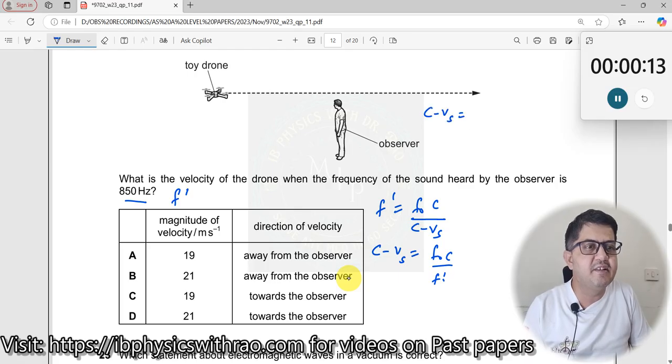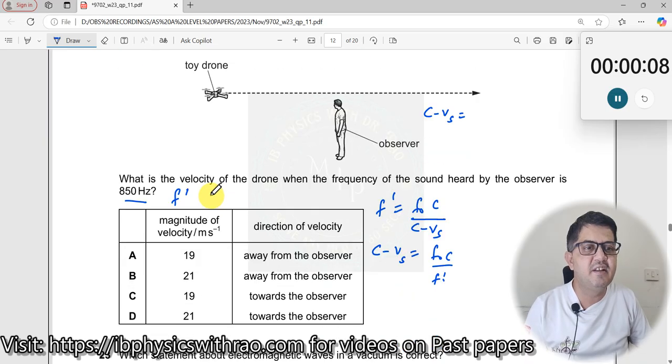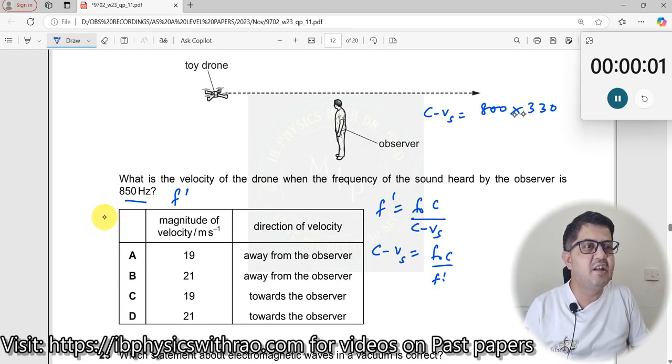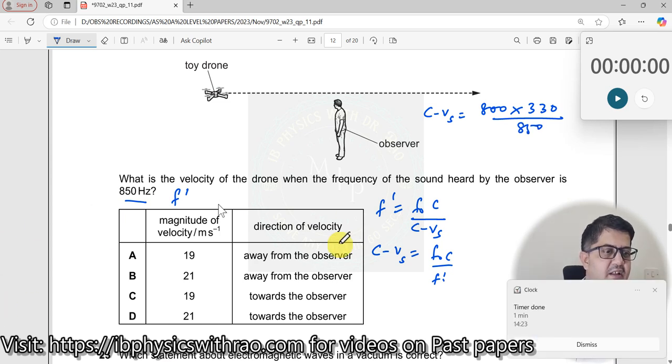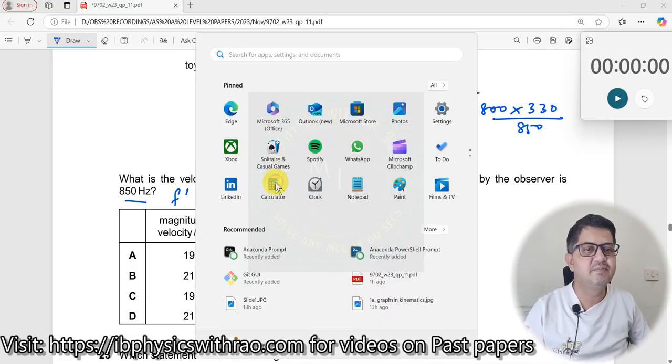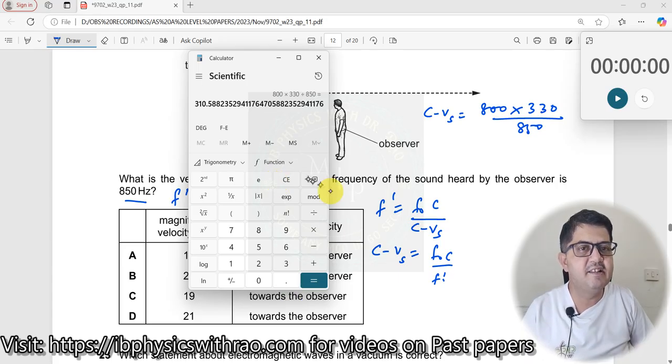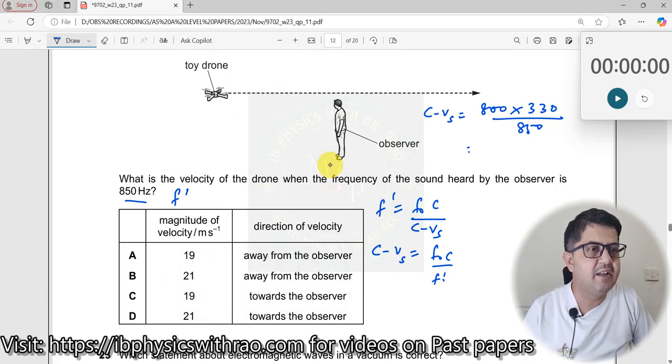C minus Vs is equal to, what is F naught? F naught is 800 multiplied by, what's the value of C? 330 divided by 850. Let me use my calculator. So I have 800 into 330 divided by 850. I get this as 310.58, nearly 311.